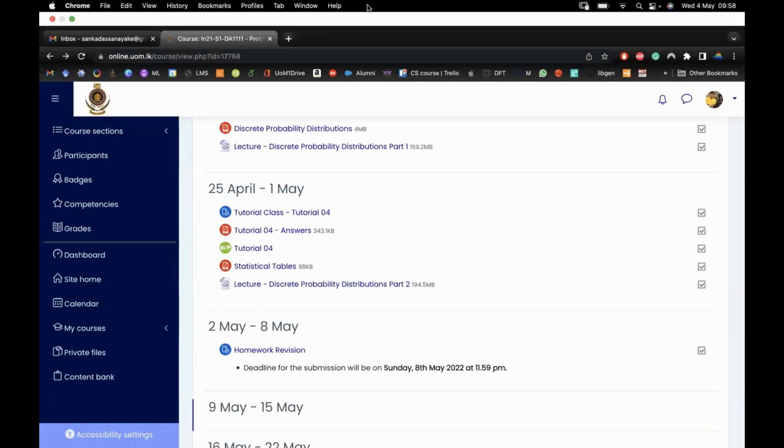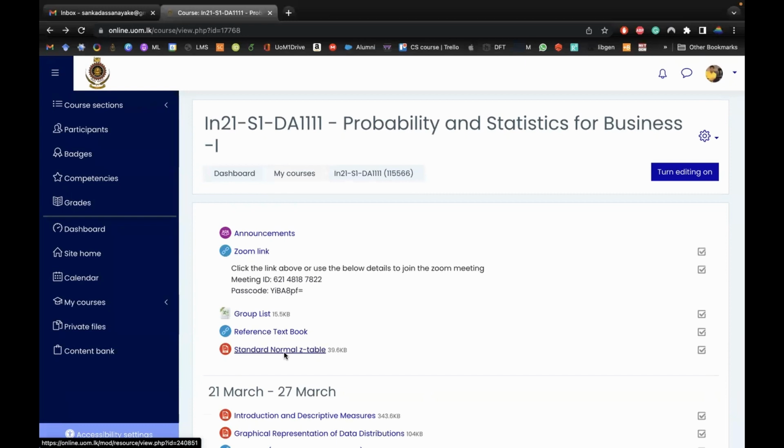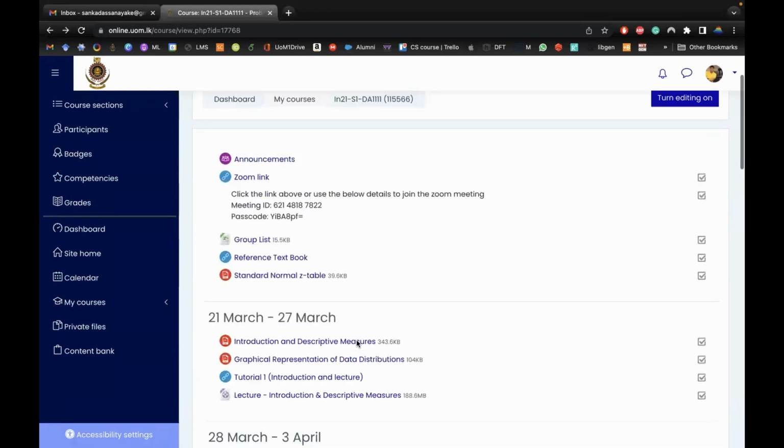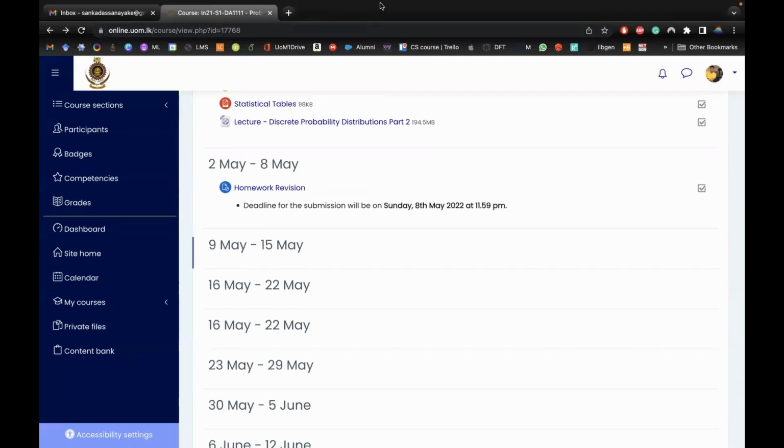In the tutorial, I think Ms. Rasika will be doing the discrete distribution tutorial next week, so it will be fine. In the class, I'll be starting with this and continuing from there. Please do this at home. Refer to the textbook, it's already there. And then there's the standard normal Z table as well. So refer to these two and try doing this on your own and come to the next lecture.